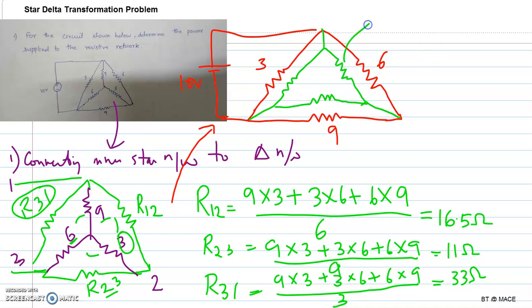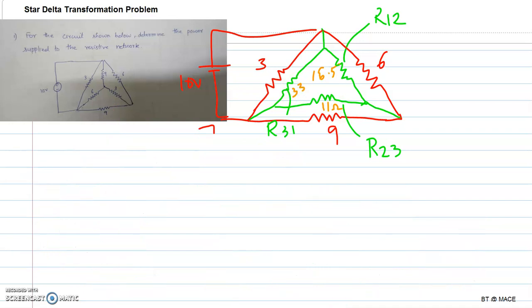So this is nothing but R12, this is R23, and this is R31. Don't interchange the corresponding values, because if you interchange them, the value of the total resistance will change. So the values are: R12 is 16.5, R23 is 11 ohms, and R31 is 33. Now it is very easy.